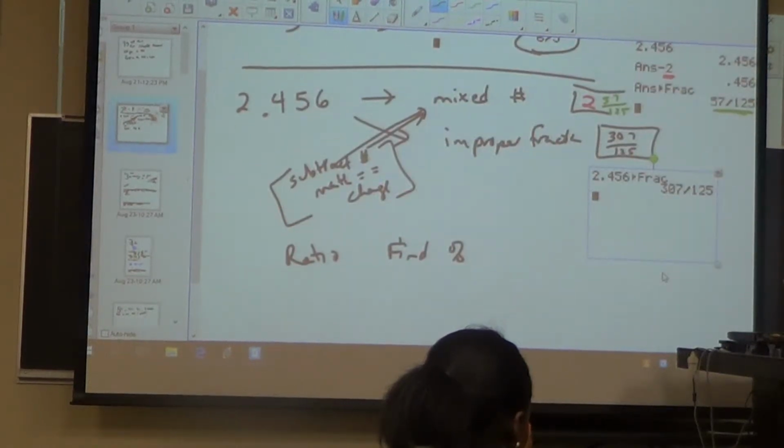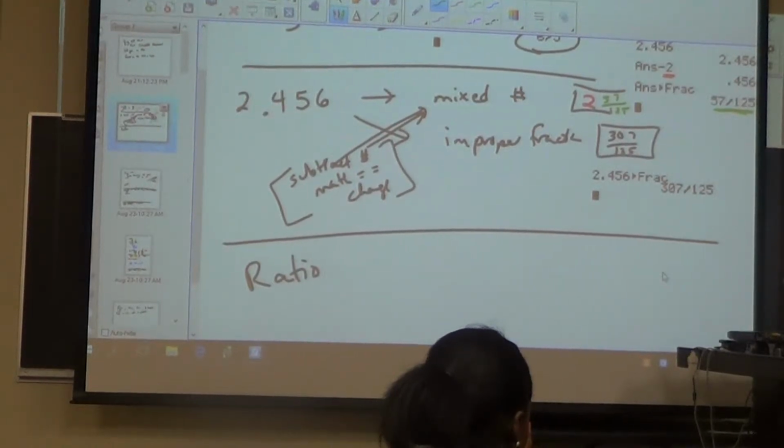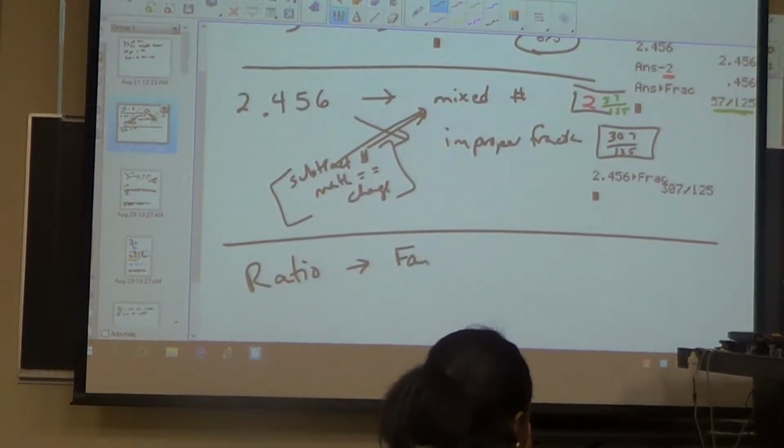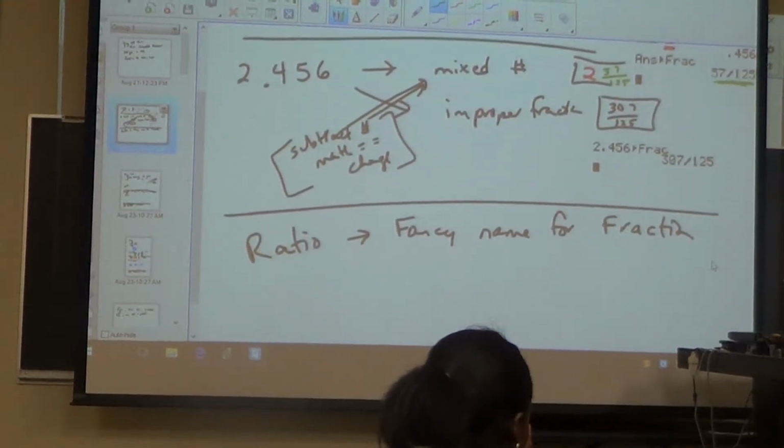All right. If you haven't heard the word ratio yet, ratio is a fancy name for fraction. We know y'all don't like that F word. We know y'all don't like fractions. So we called it something else. We called it a ratio. A ratio is a fraction.